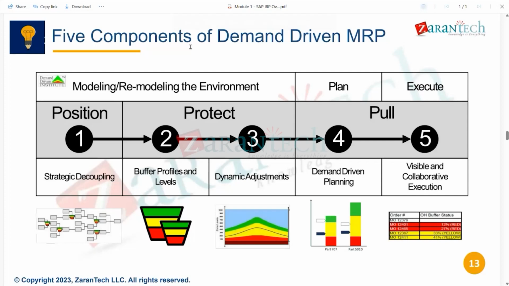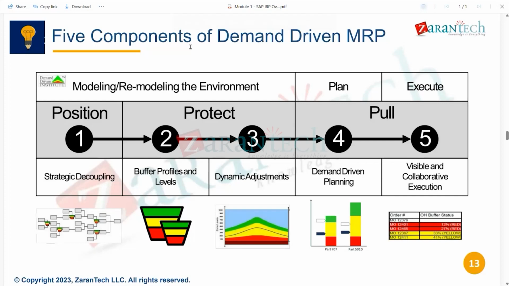So what happens is, because it's demand-driven MRP, the demand is driving the MRP. Okay, and this is mostly applicable for the MTO products, because for MTO products the MRP runs as soon as the demand is entered in the system. When I say demand, it's the actual order, it's not the forecast.